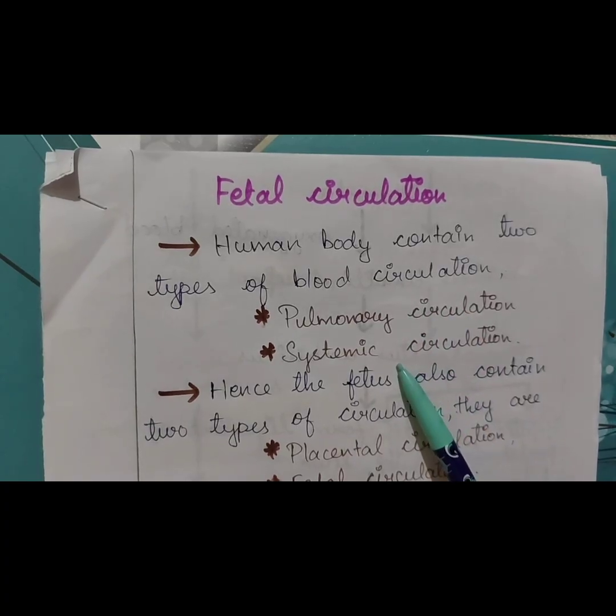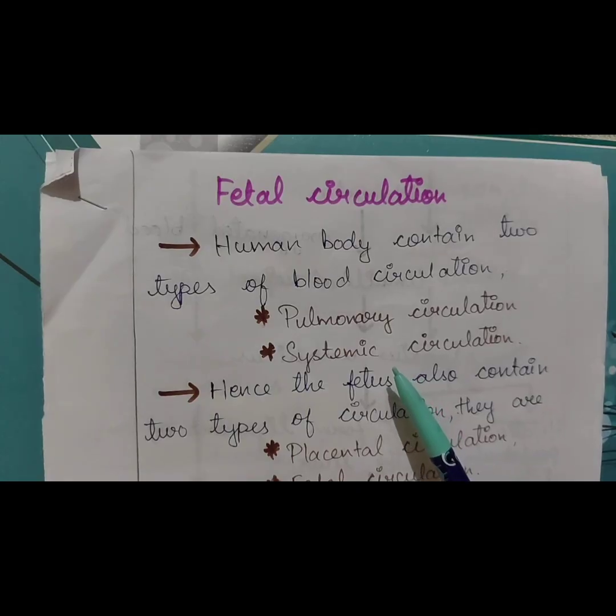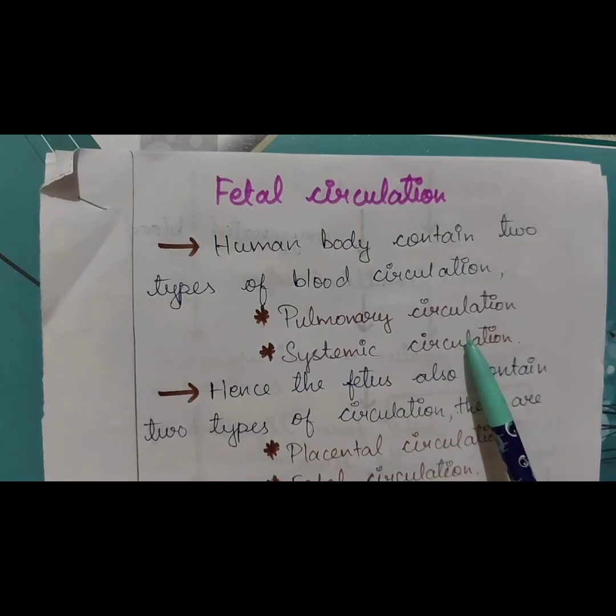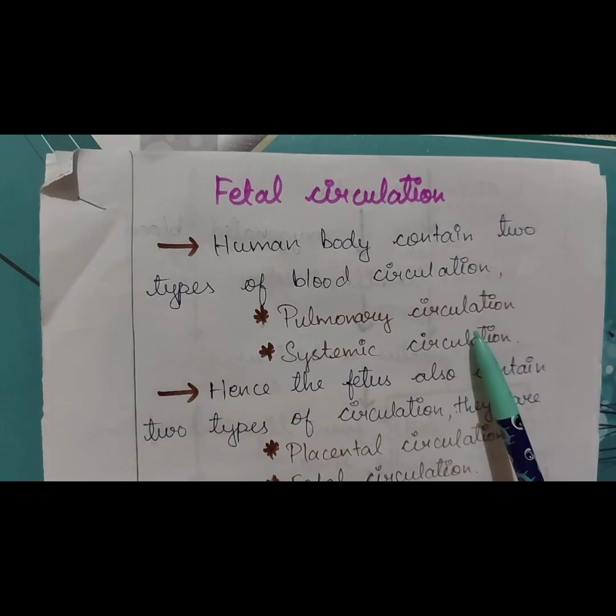And next, systemic circulation means the circulation that occurs from the heart to all the systems, for example the renal system, cardiovascular system, respiratory system. Blood supply occurs to all the systems in the body. The impure blood from the body enters into the heart, and again the pure blood from the heart supplies all the systems. So this is systemic circulation.